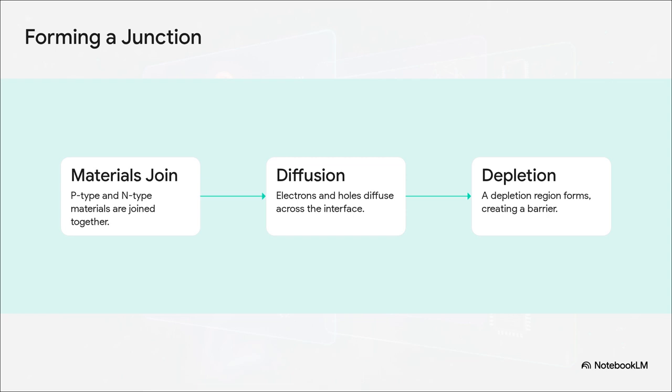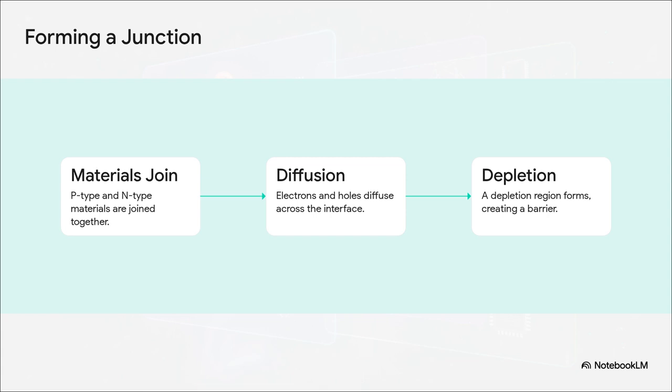Step 1. The materials join. Step 2. Because nature absolutely hates an imbalance, carriers start to diffuse. The crowded electrons from the n side rush over to the p side, and the holes from the p side rush to the n side. But as they cross the border, they crash into each other and annihilate.